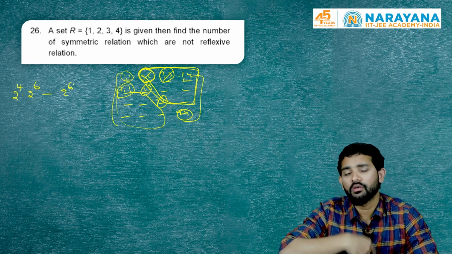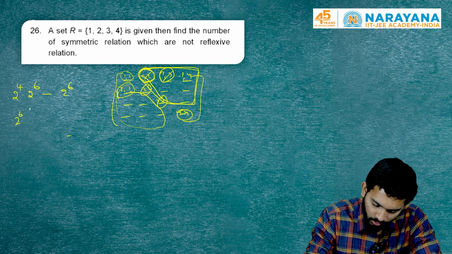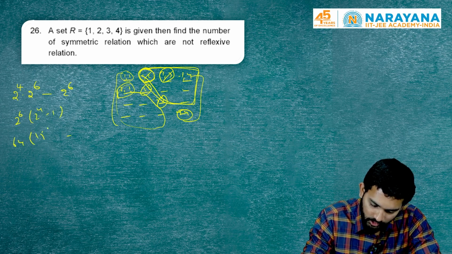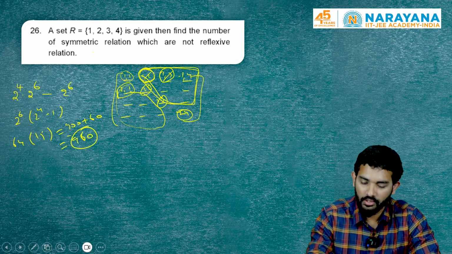And the corresponding lower triangle elements will be selected or not selected. 2 power 6 if I am taking common, 2 power 4 minus 1. 2 power 6 is 64, 2 power 4 is 16. This is 15. So if you simplify this, 15 times 64, 900 plus 15 times 4, 60, which will be 960. So 960 is the answer.